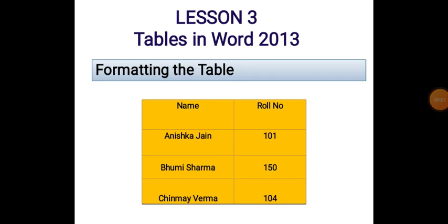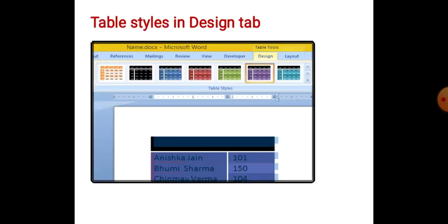Students, in lesson number 3 we are studying tables in Word 2013. Today we will study the formatting options that we can apply to our table. First we will discuss table styles. Children, the table style option is available in the Design tab.